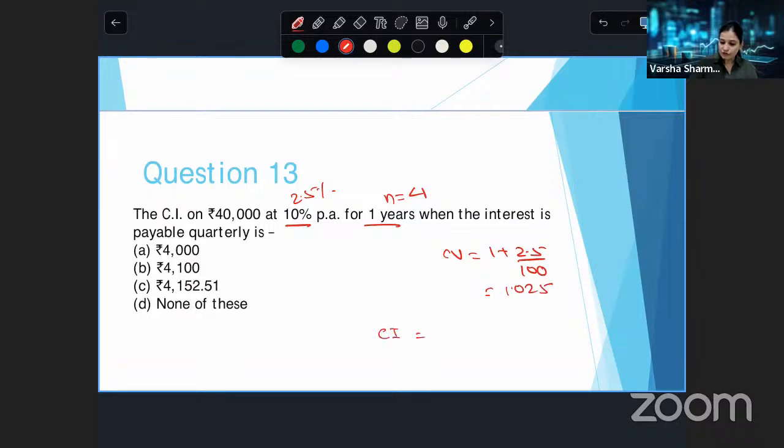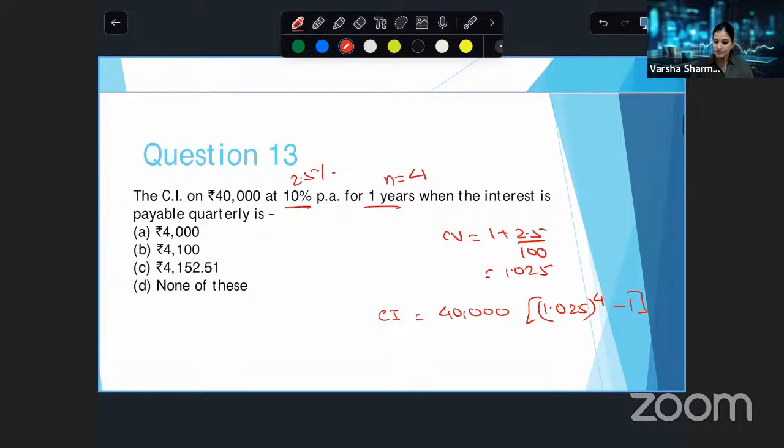So compound interest, the formula principal, 1.025 raised to the power 4 minus 1. How much? 4152.5 and 4,152.5. Any doubts? Any doubts? Slow down. ठीक है.